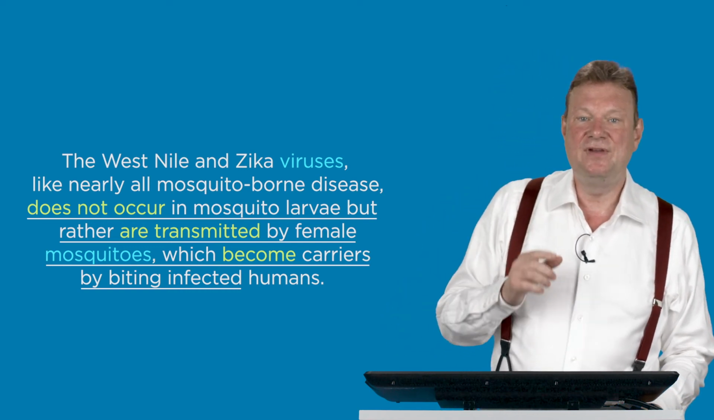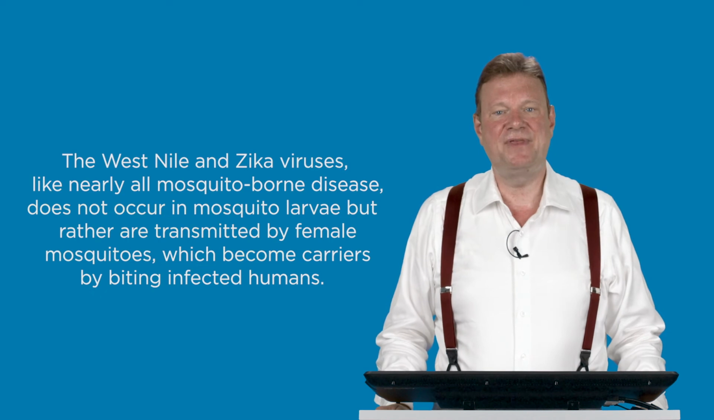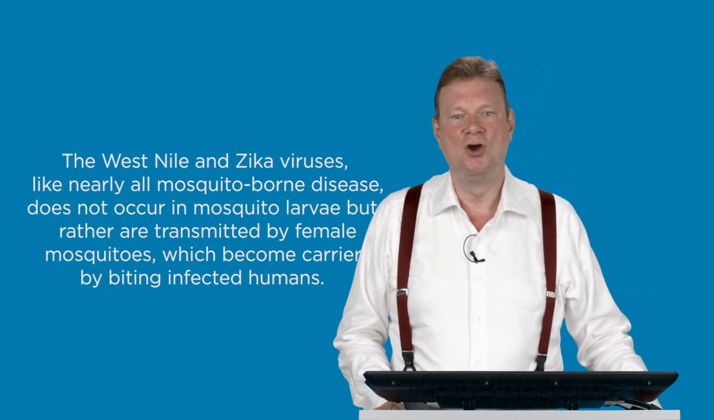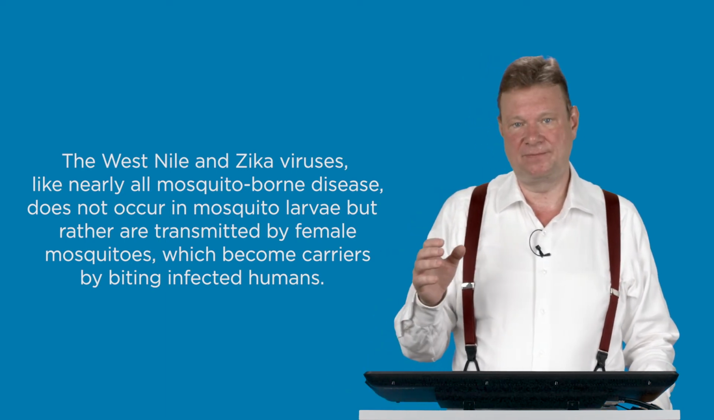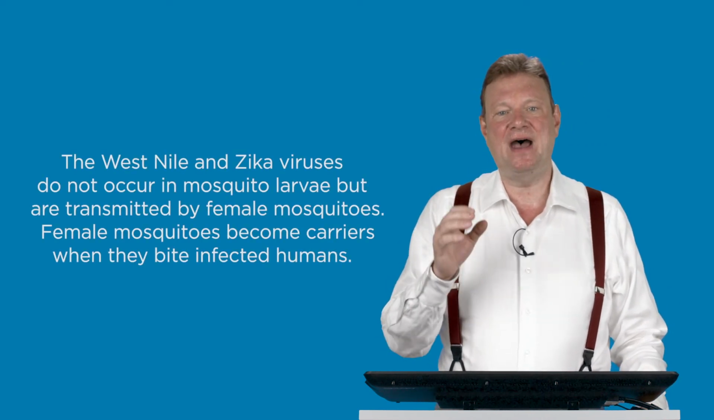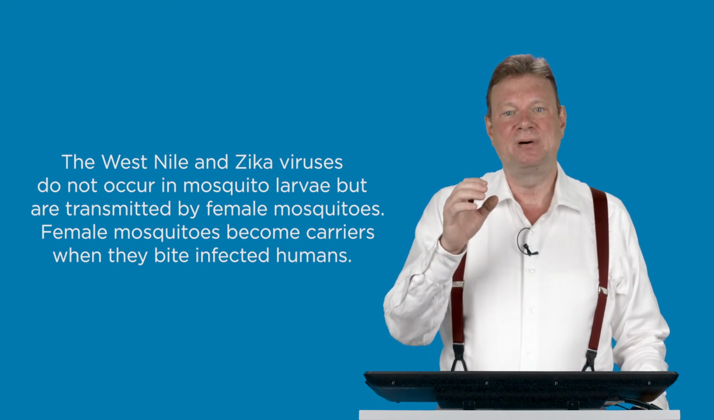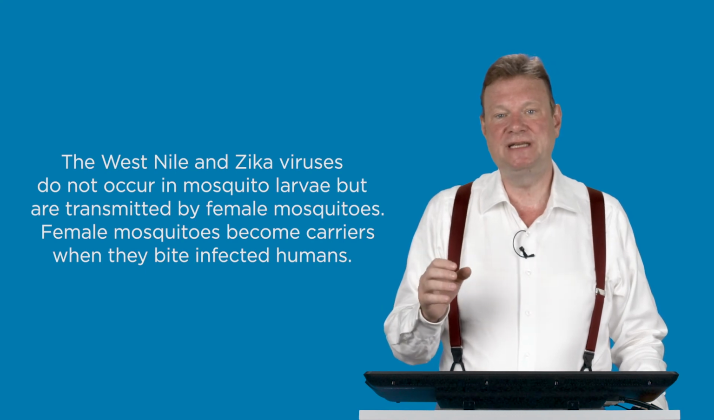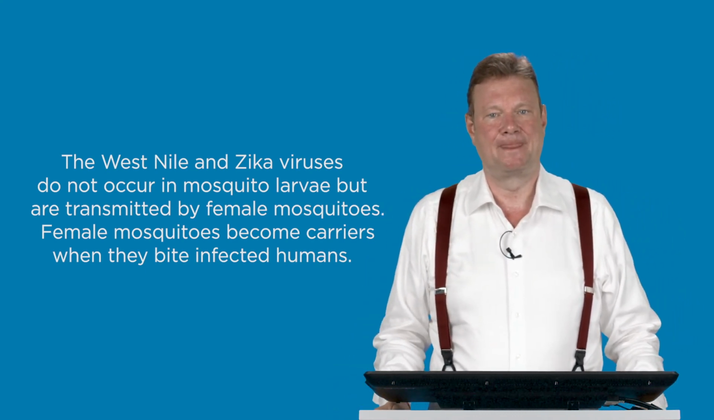Here again, we have decoded the meaning of the sentence. This is something we consider as we continue to work through more complex parts of the 6-step approach. The final answer should still convey that the West Nile and Zika viruses do not occur in mosquito larvae, but are transmitted by female mosquitoes. Female mosquitoes become carriers when they bite infected humans.